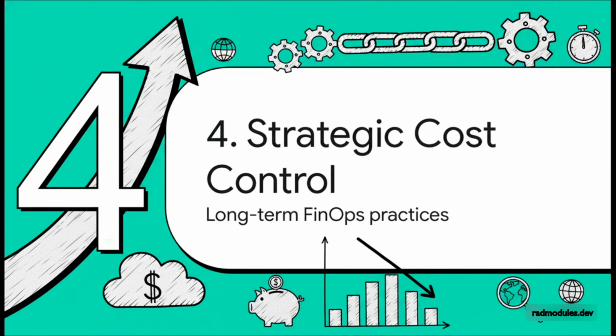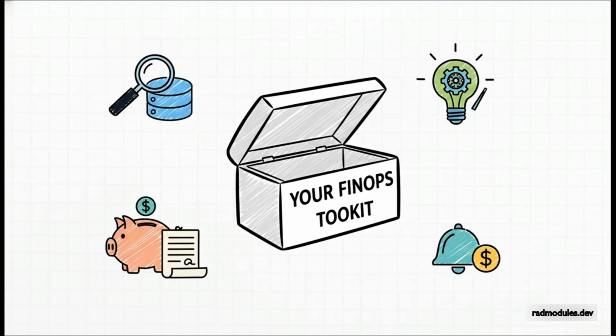All right, we've tackled the low-hanging fruit. Now let's zoom out and talk strategy. We're talking about building sustainable, long-term FinOps practices. This is all about bringing financial accountability to the cloud so you can keep your costs under control, even as you grow. Think of this as your FinOps command center on Google Cloud.